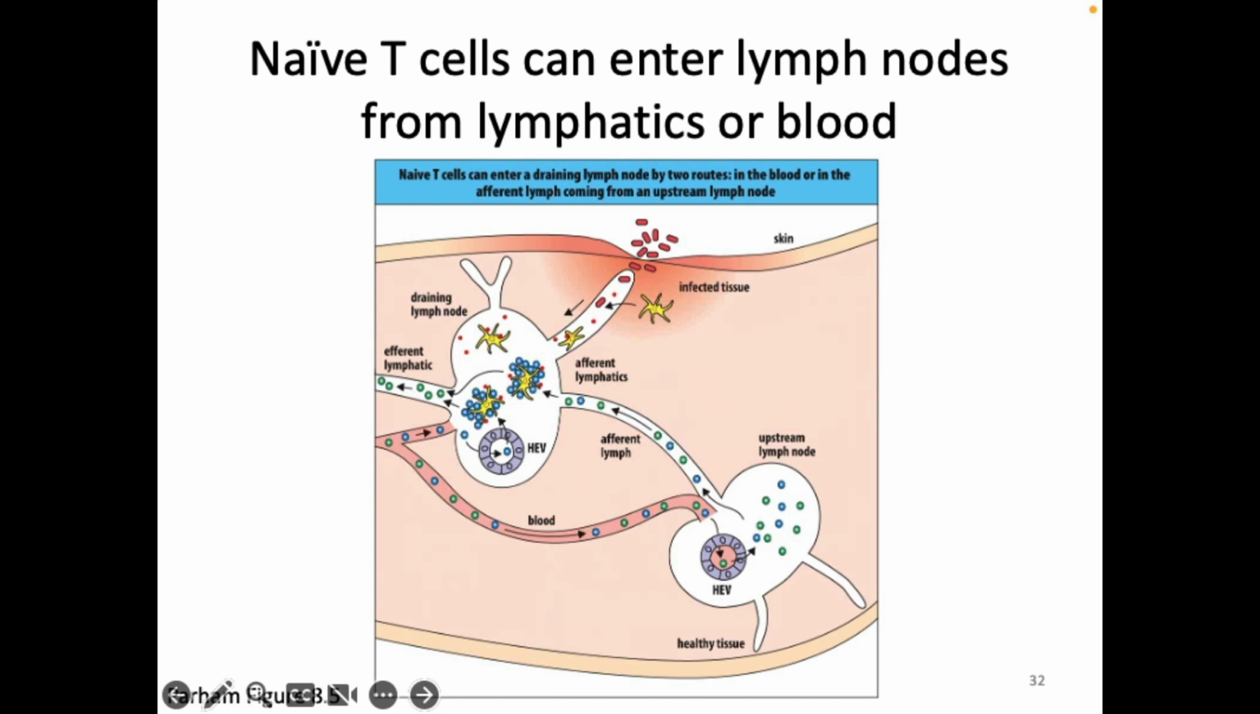That T cell can get to the lymph node through the lymphatics. So if it decides to hang out in a lymph node, it can just go from lymph node to lymph node through the lymphatics, or it can come in through the blood. Though what I'm going to show you for this process is really the blood process, but they can actually be coming through the lymphatics as well.